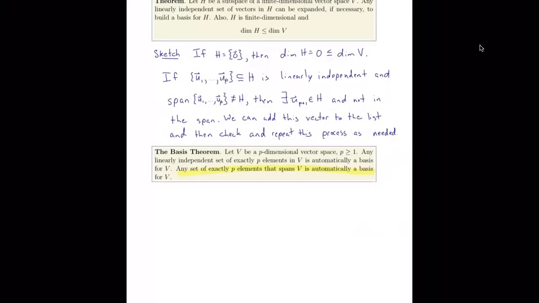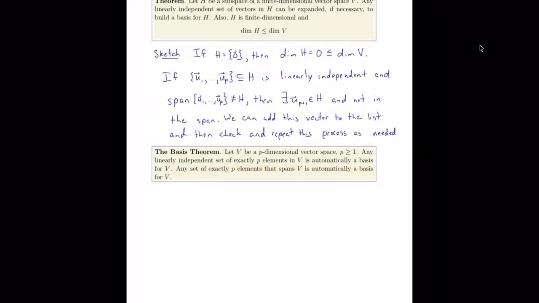So this is sort of the opposite thought. This is saying that if we have p elements in this p-dimensional vector space and they happen to span V, then they're automatically a basis for V. And really the only thing we have to argue here is that they're linearly independent of each other.